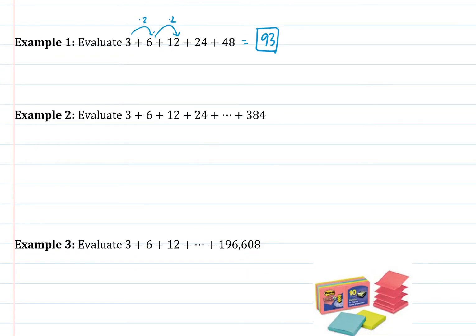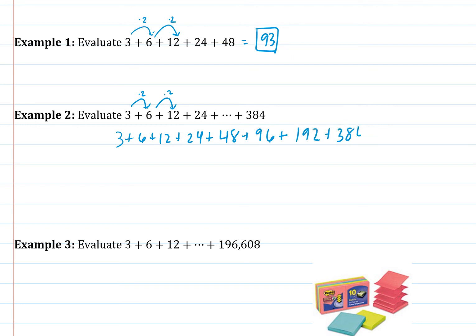Okay, let's take a look at this next example. Evaluate 3 plus 6 plus 12 plus... Well, I can see the pattern still holds. So one way to do this would be to say, okay, what are the missing terms? We've got to figure them out and then include them when we're adding them up. 192 plus 384. Again, you can just type this giant thing into your calculator. You get 765, no problem.